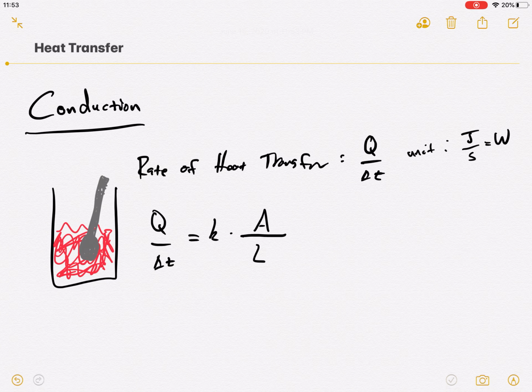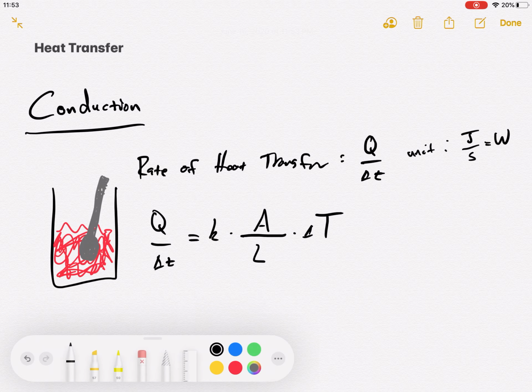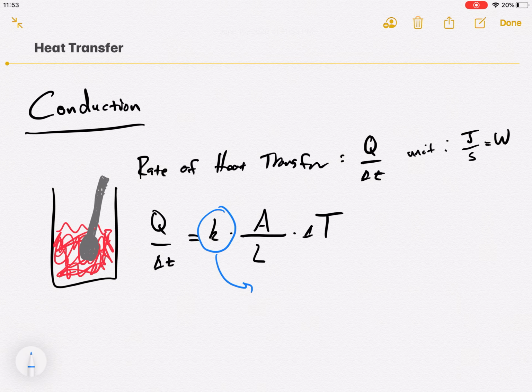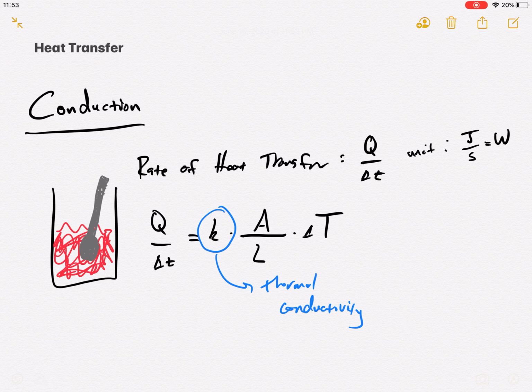And then a delta T, which just means the temperature difference between the ends of the spoon. So if the entire spoon is at the same temperature, there is no heat transfer because there's no driving force for it, right? So the driving force for this heat transfer is a temperature gradient, a temperature difference. So that delta T would be the temperature difference between the ends of the rod. And again, this K is the thermal conductivity, and thermal conductivity depends on what the material is.